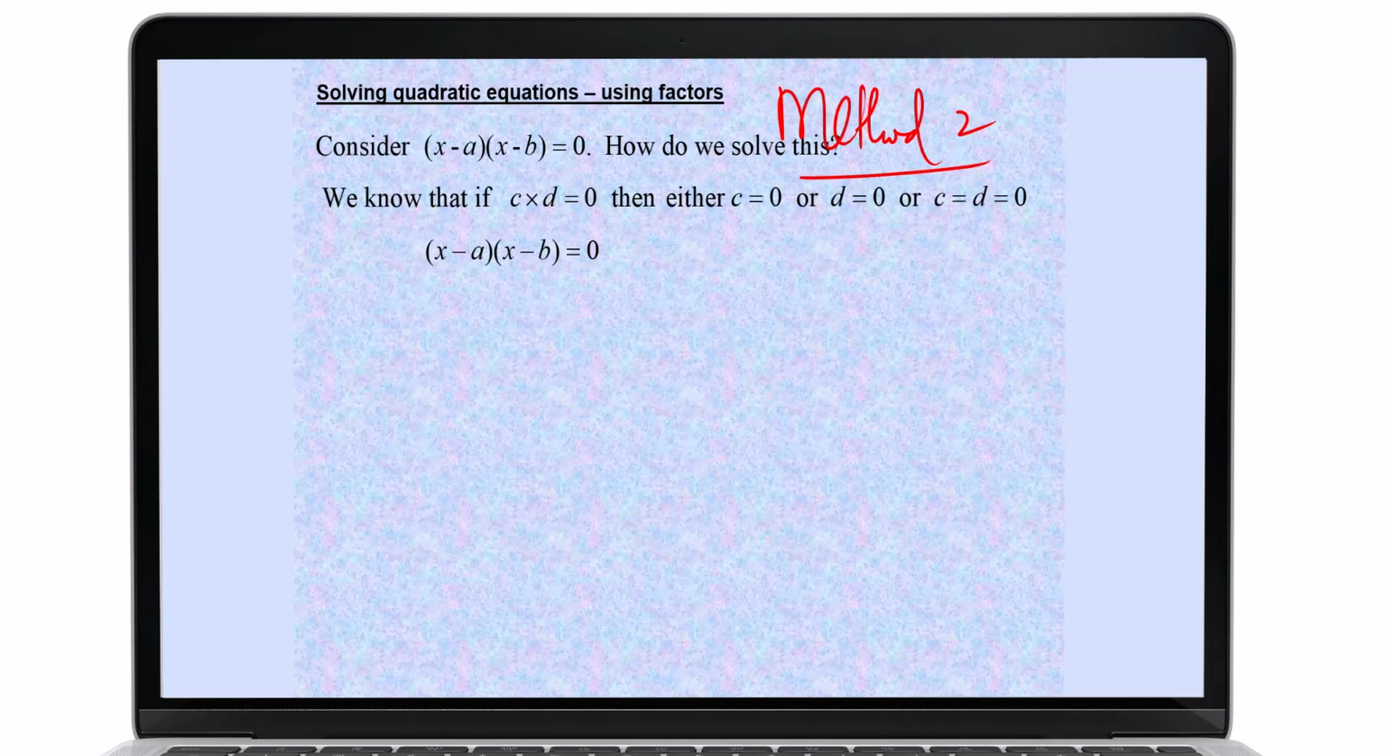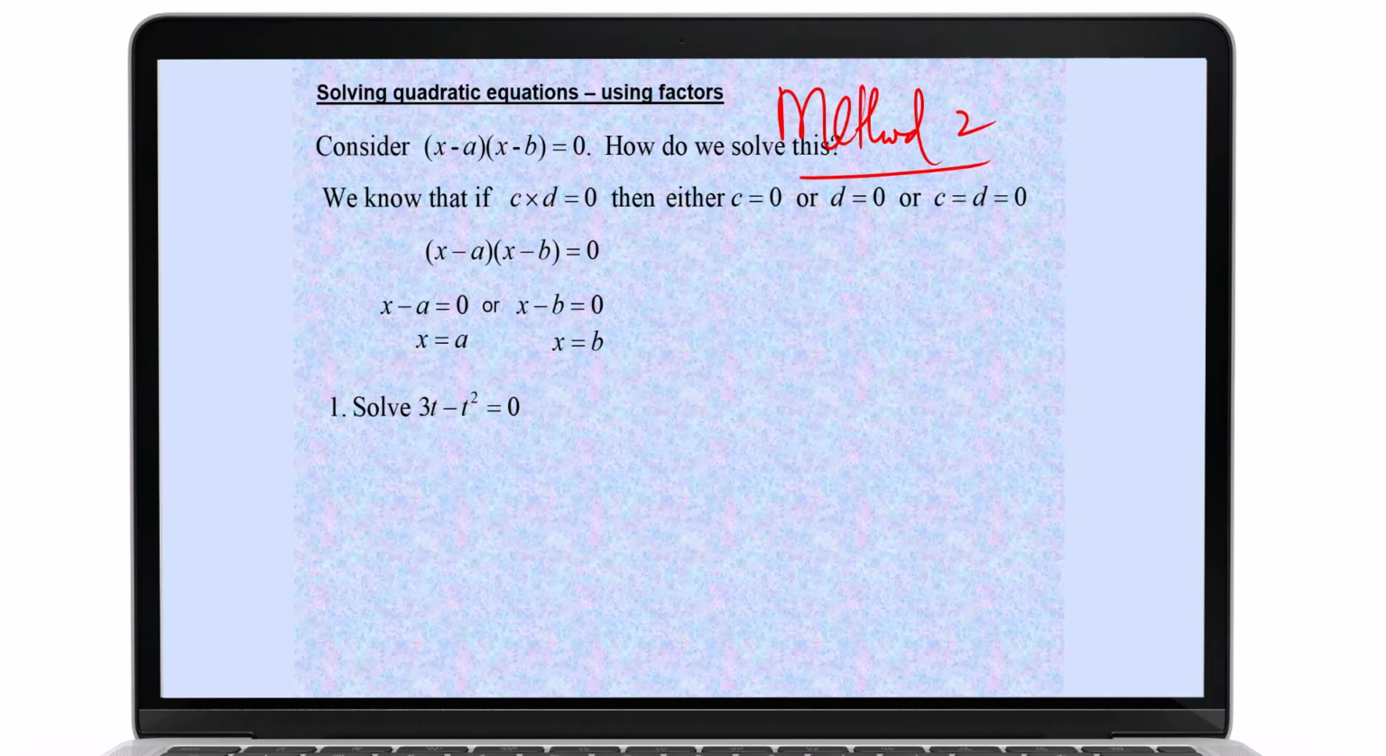Therefore, when you consider x minus a multiplied by x minus b is equal to 0, we can say either x minus a is equal to 0 or x minus b is equal to 0. If x minus a is equal to 0, x will be a. And when x minus b is equal to 0, you get x equal to b. Now let's apply what you've learned to solve this equation.